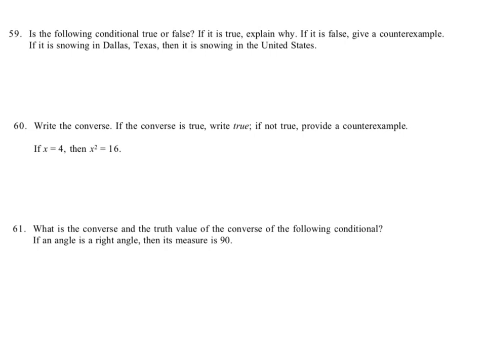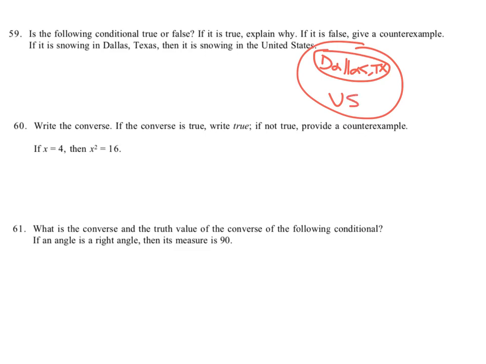So I'm going to draw just a little Venn diagram to give a kind of idea. Okay. And I'm going to say this is Dallas, Texas, and this is the US. Okay, so essentially, if you are in Dallas, then you're in the US. Okay, so when it snows in Dallas, it's snowing in the US, right?